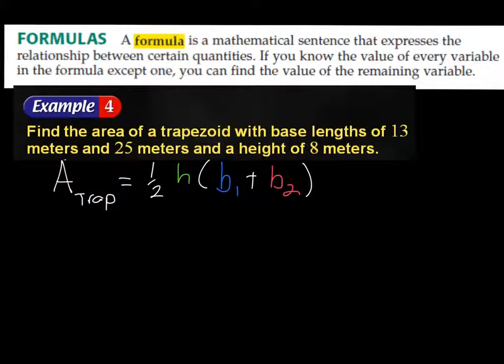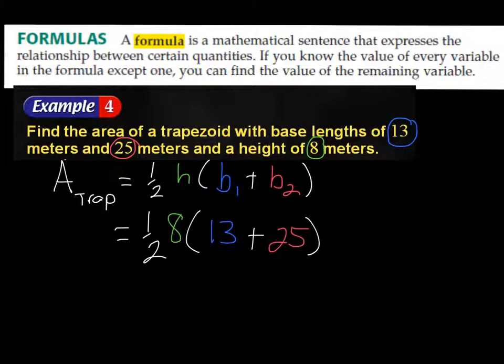When we did the area of a trapezoid verbally in geometry, I would read this as 1/2 the height times the sum of the bases. It doesn't matter which base is which. And they gave it to us all in the same units, so we don't have to worry about that. In this problem, they said the height was 8, and the bases were 13 and 25.